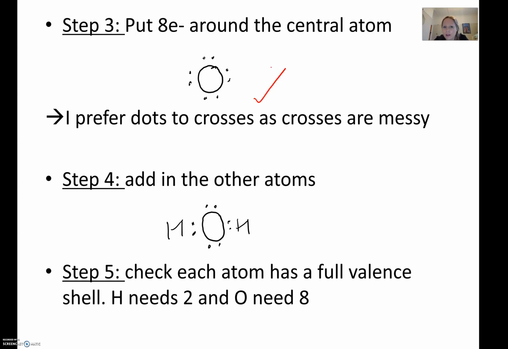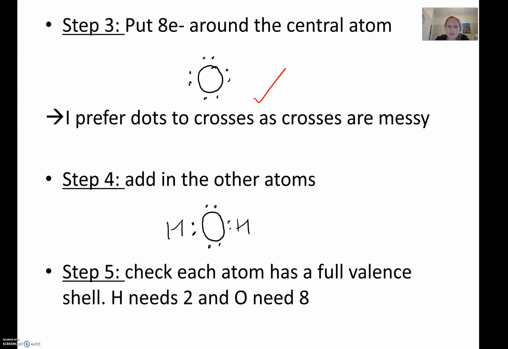I'm not awfully neat, but try and be as neat as possible. I think crosses are messy. If you're adamant you want to do them, do them. I'm not going to argue with that sort of thing. But dots, I think, just look a bit better. Just make sure that they're clear diagrams. There's nothing worse, being a marker, than not being able to read a diagram properly.